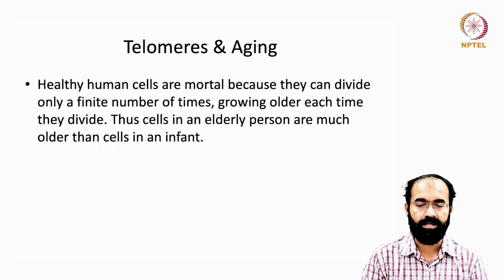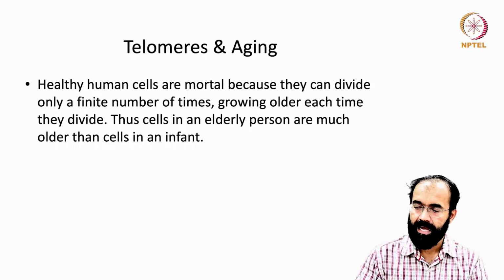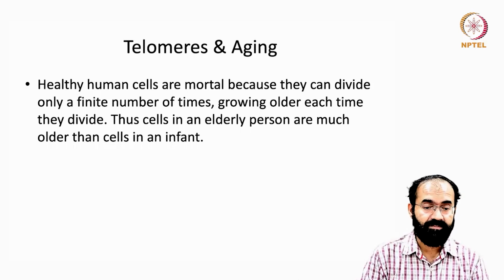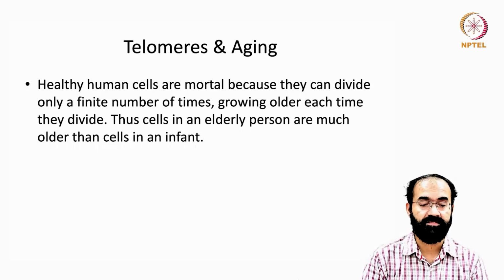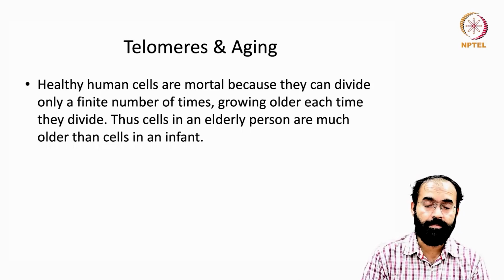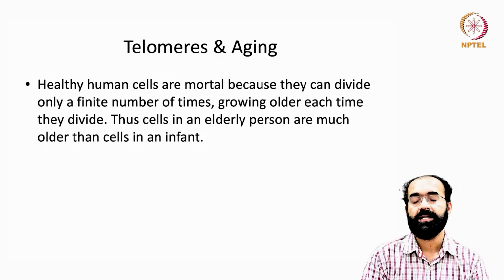Immortal is the opposite of that. Mortal means it can die. And they are mortal because they can divide only a finite number of times, growing older each time they divide. Thus, cells in an elderly person are much older than the cells in an infant.